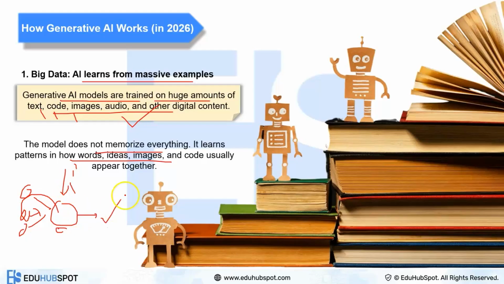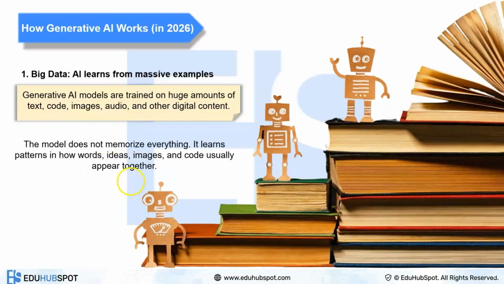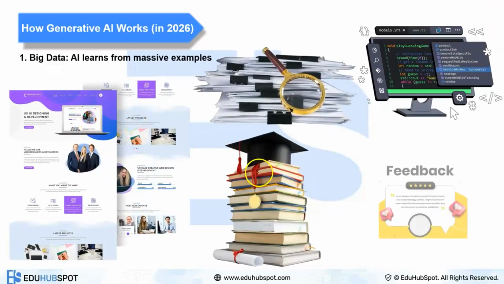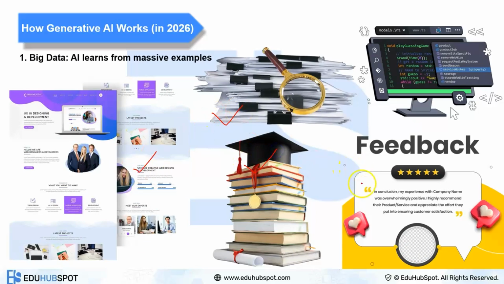And this is the beauty of generative AI. It is trained on huge amounts of data sets, like websites, books, research papers, feedback, and even code. So this is how generative AI learns from massive data sets. Now guys, you have seen how AI learns from massive data sets.